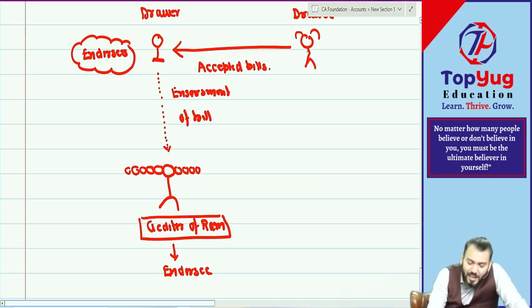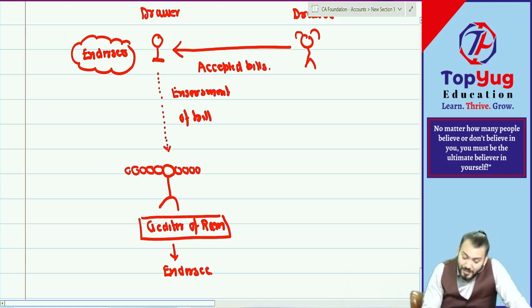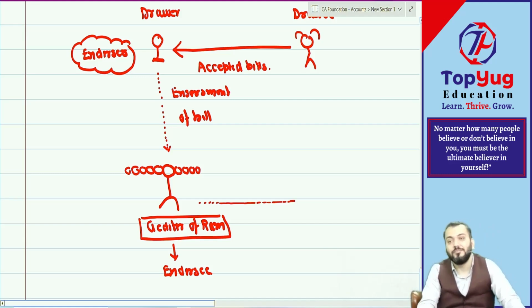Now, Sita has given the bill to Ram. So initially it is held by Ram. Then it was given to whom? Ravan. So now who is holding? If Ravan holds the bill till maturity, what will he do on the maturity date? He will present the bill to Sita and collect the amount. But can he endorse the bill, yes or no? Yes, there is no limit. He can also endorse the bill.